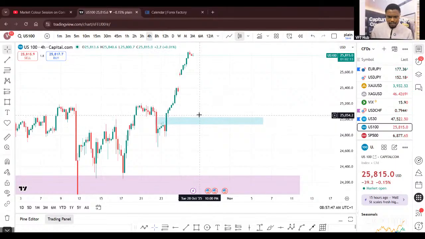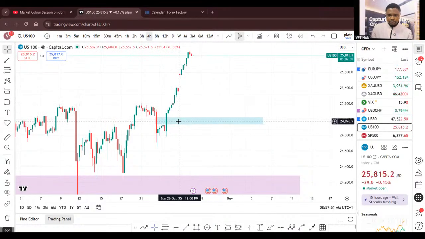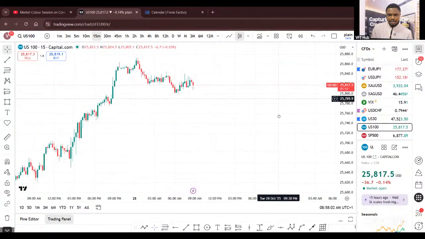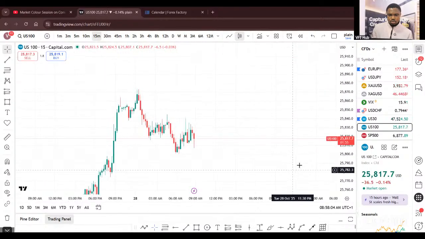Okay, so I'll be waiting for price to come into this zone, and from this, I'll use it to continue my journey to the upside. Of course, the sales, I want to participate in the sales, but a clearer price action is what we should look out for.